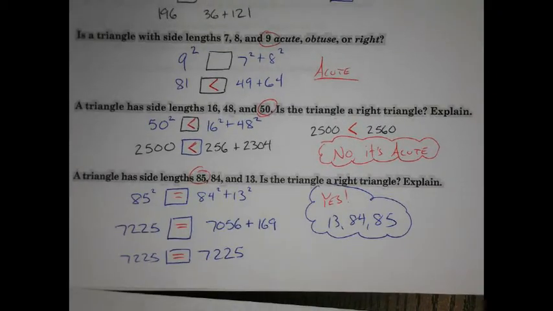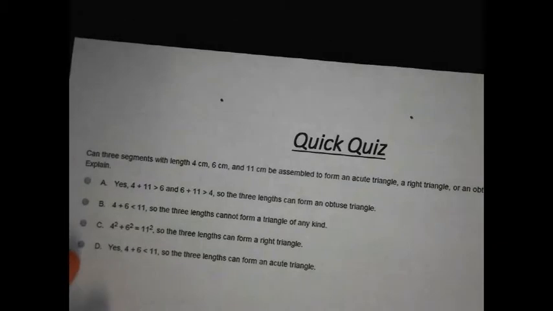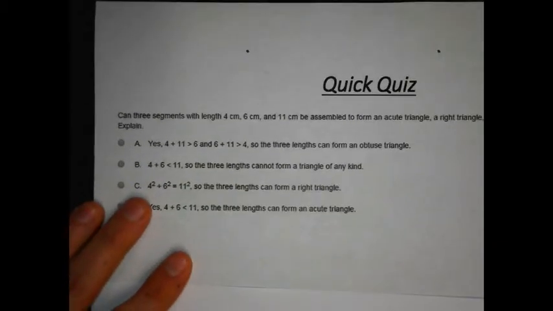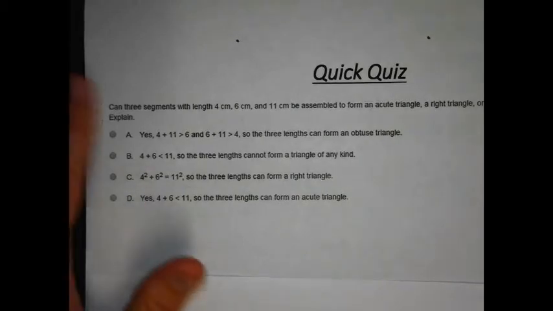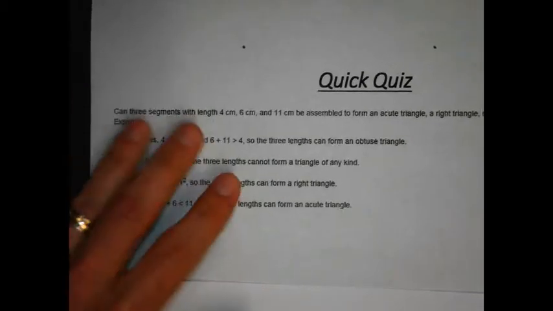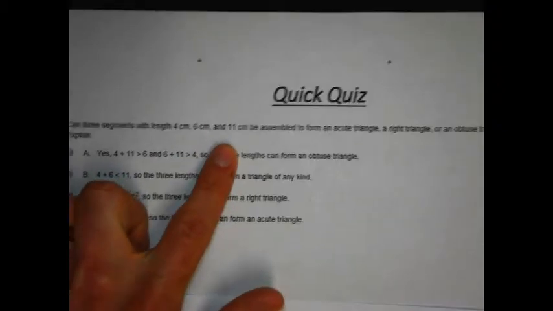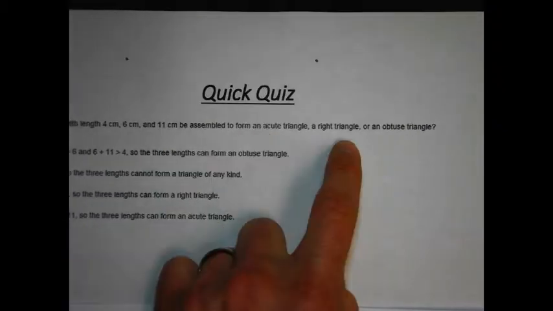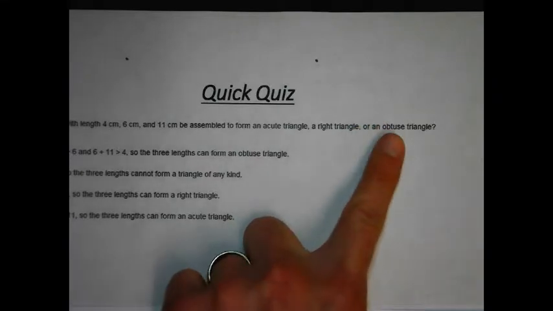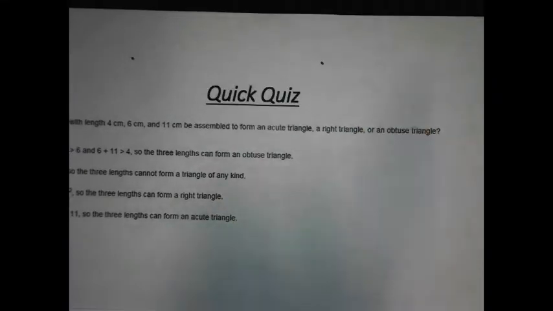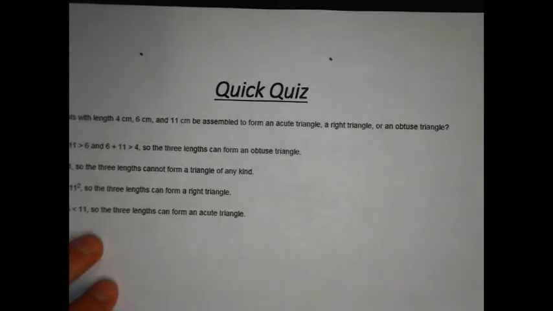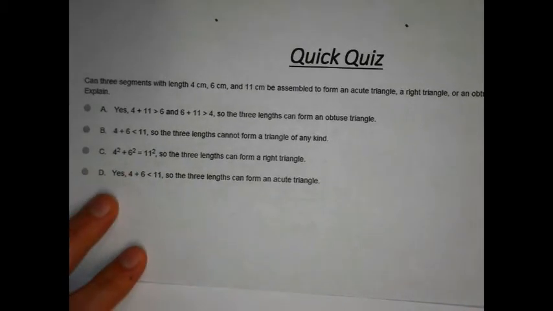Yay. So that's it for new stuff. Let's do a quick quiz. I love this question. It's going to keep you on your toes. All right, so here's a neat question. Can three segments with length 4 centimeters, 6 centimeters, and 11 centimeters be assembled to form an acute triangle, a right triangle, or an obtuse triangle? Now watch this. Hopefully you know the answer by now, but watch this.